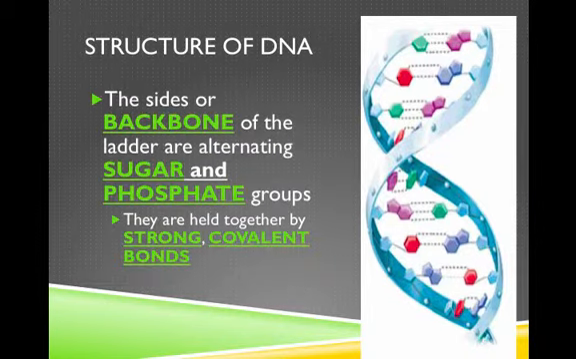The sides or backbone of the ladder are alternating sugars and phosphates and are held together by strong covalent bonds. Why do you think you might want the backbone held together by strong bonds? Think about your backbone. For the most part, your backbone is the support for the rest of your structure, and that's the same for DNA. So if we take a look, we have a dot, and then this light blue figure, dot, light blue figure, dot. The dot is the phosphate, and our light blue figure is the sugar.